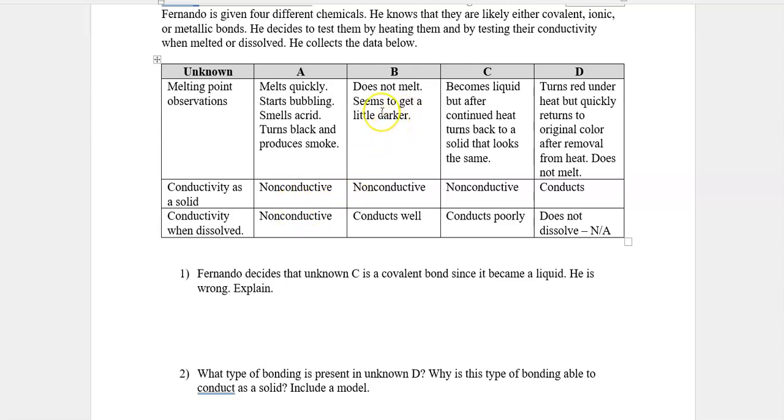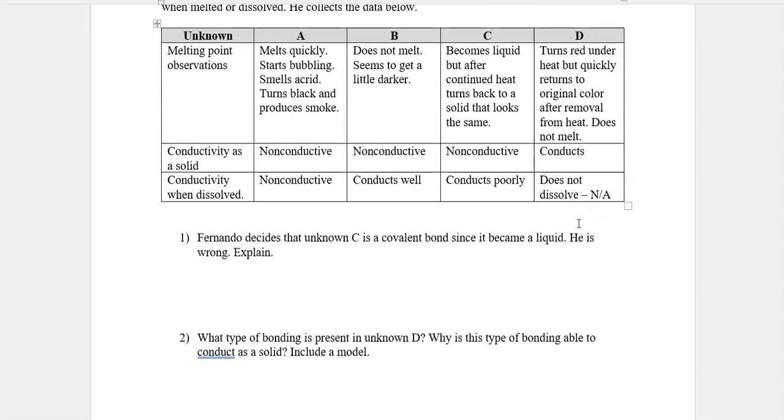B doesn't melt, seems to get a little darker, not conductive. When it's dissolved, it does conduct. C becomes liquid, but after continued heating, turns back to a solid that looks the same. It doesn't conduct as a solid, kind of conducts when dissolved. D turns red under heat, but quickly returns to original color after removal from heat, does not melt. It conducts as a solid, but does not dissolve, so we can't test it.